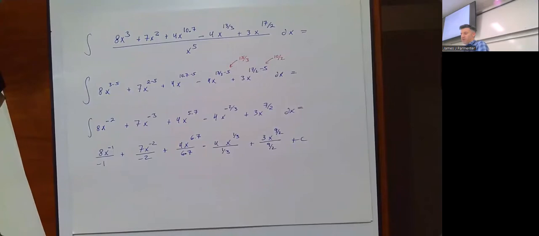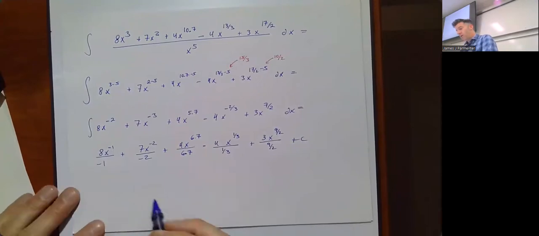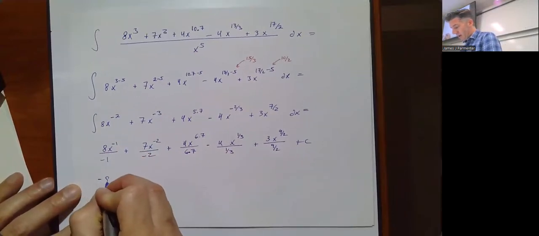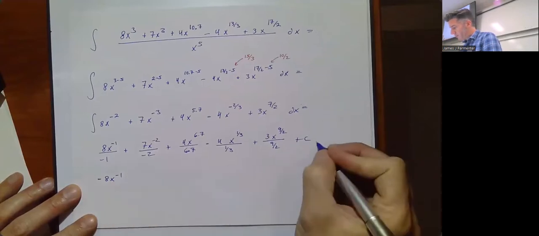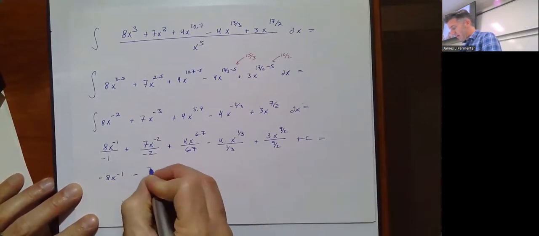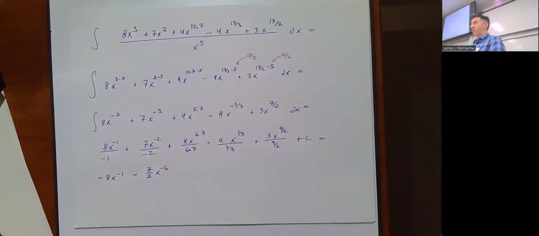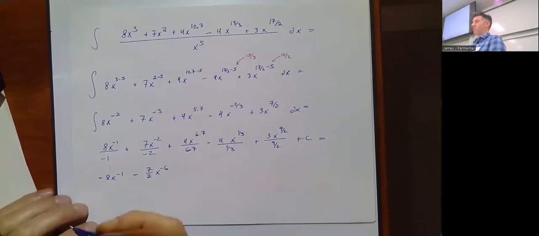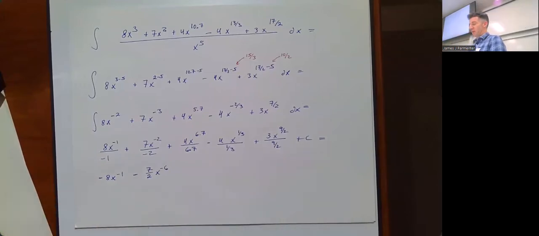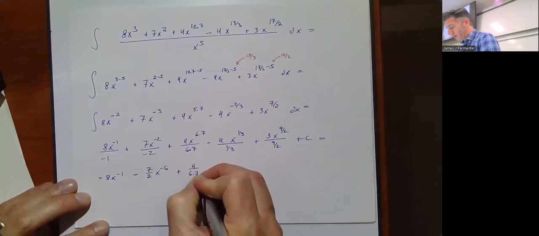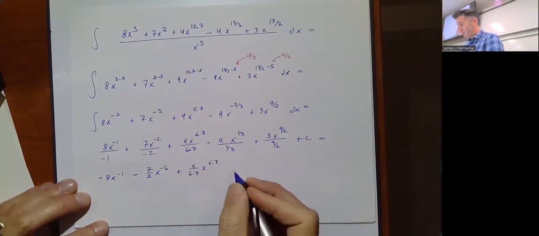Now, we should not leave it like this. One, I don't want to type all these gross fractions into WebWork if I don't have to. And two, I don't have to. So I can definitely simplify a few of these things. I'm going to write this as negative 8 times x to the negative 1 minus 7 halves x to the negative second. This next one, you are kind of stuck with a fraction. There's nothing you can really do with 4 divided by 6.7. I guess you could throw it into a calculator and see if it came out nicely, but I doubt it does. So I would just leave this as 4 over 6.7 times x to the 6.7.